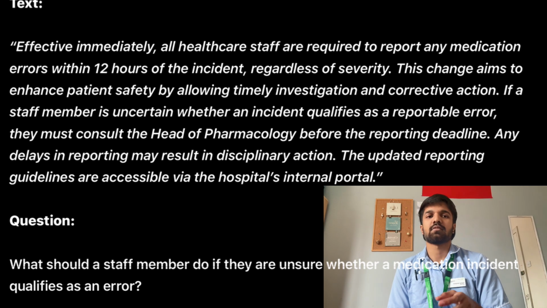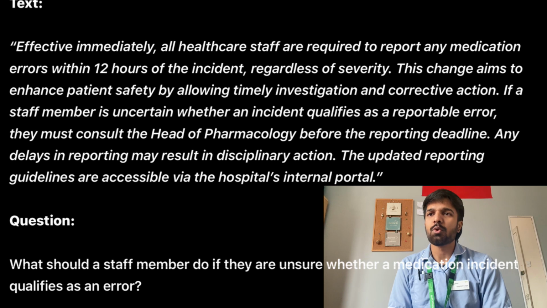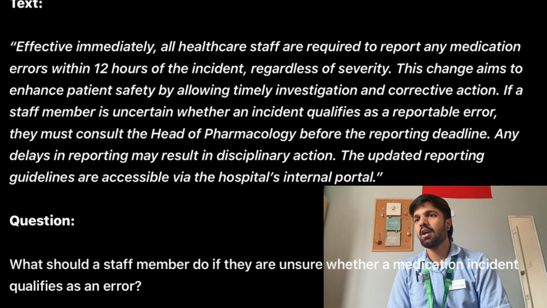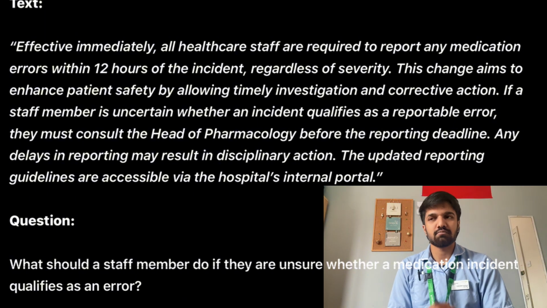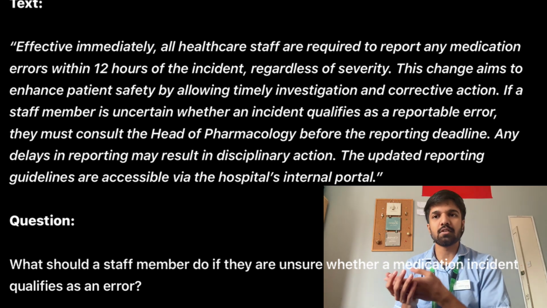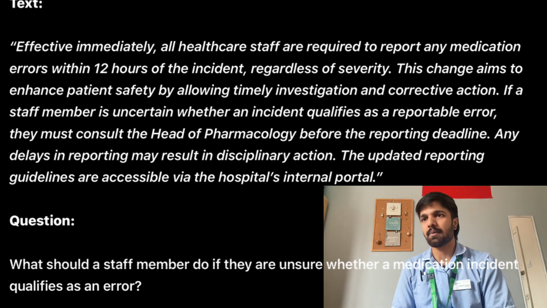Effective immediately means from today. All healthcare staff are required to report any medication errors within 12 hours of the incident. So in the beginning they say that if any error happens, it has to be reported within 12 hours, regardless of severity, whether it is a simple, tiny mistake or a big mistake, whether it caused a problem to the patient's health or it didn't bother anything at all, still it has to be reported.